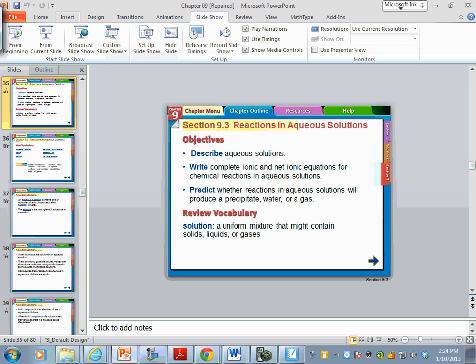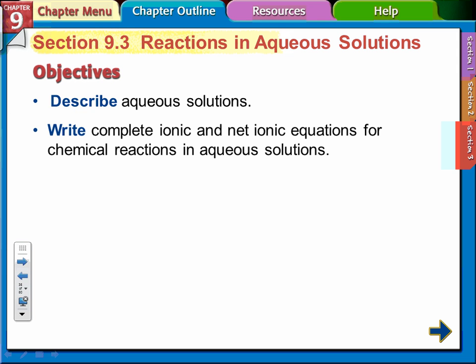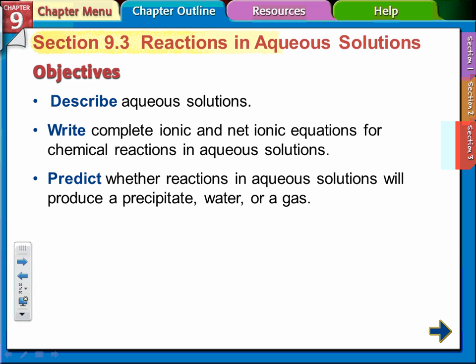Okay, today's lesson, we're going to start on section 9.3, reactions in aqueous solutions. We're going to describe those aqueous solutions, what that is, write complete ionic and net ionic equations for chemical reactions in aqueous solutions, and predict whether the reactions of aqueous solutions produce a precipitate, water, or a gas.